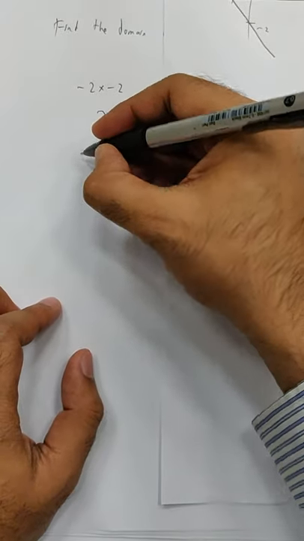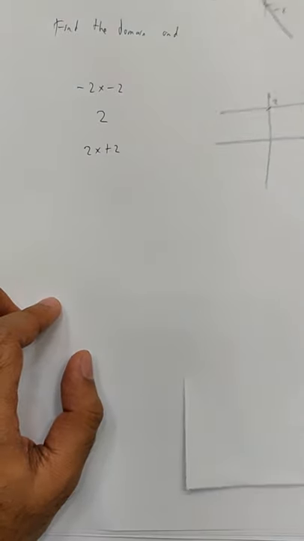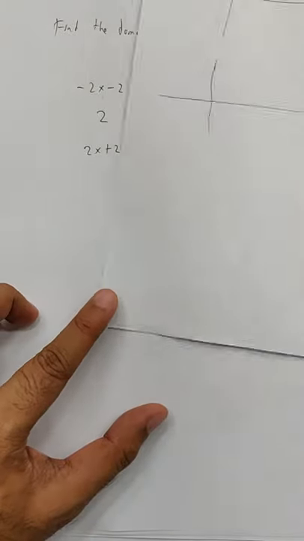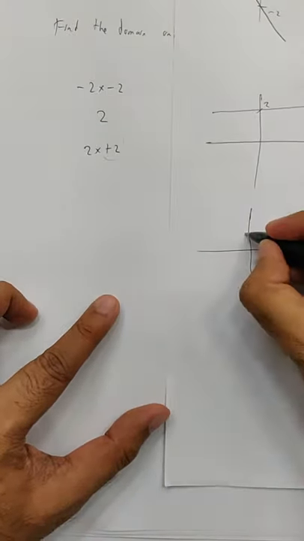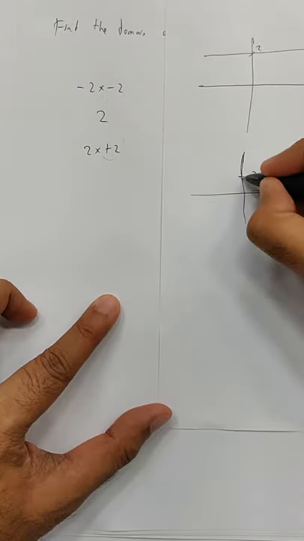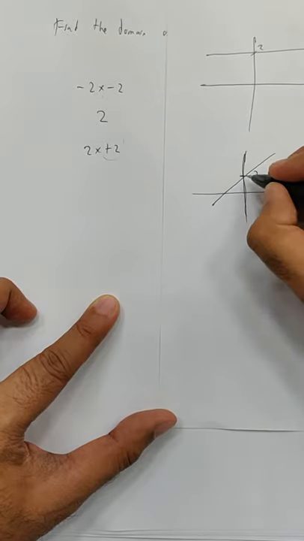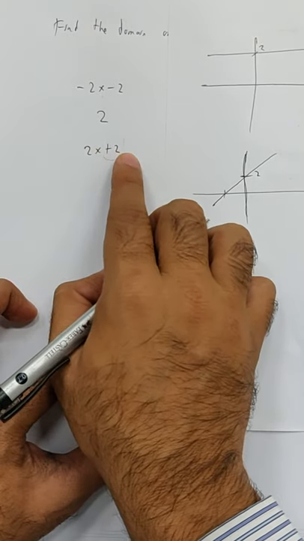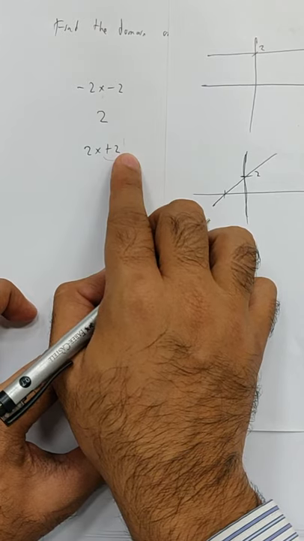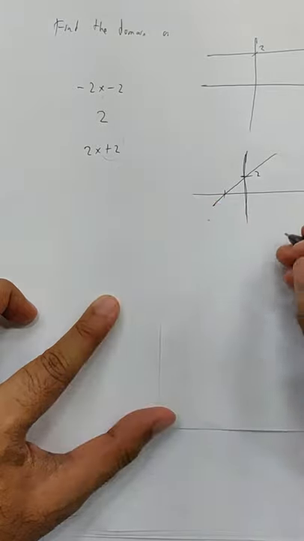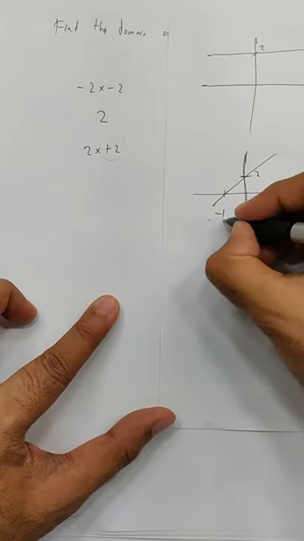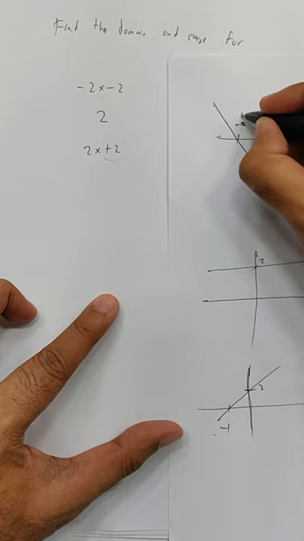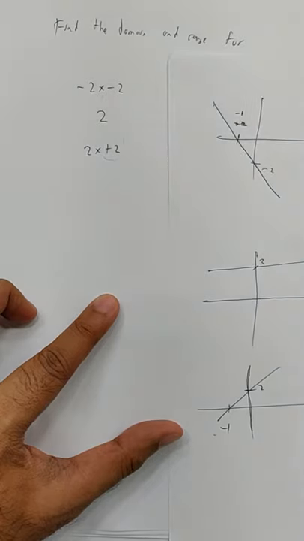Now what about if I give you this? 2x plus 2. What does this plus 2 mean? Intercept 2, so the graph is going to be here? If x is 0, sorry, if y is 0, is it 1? Negative 1. Oh my dear, I got this one wrong. It's negative 1. Y is 0. My bad. Negative 1.